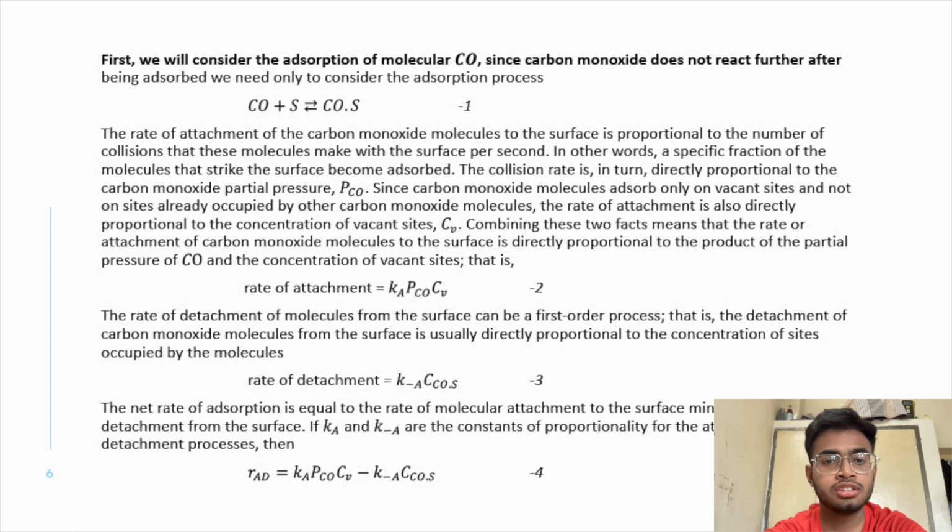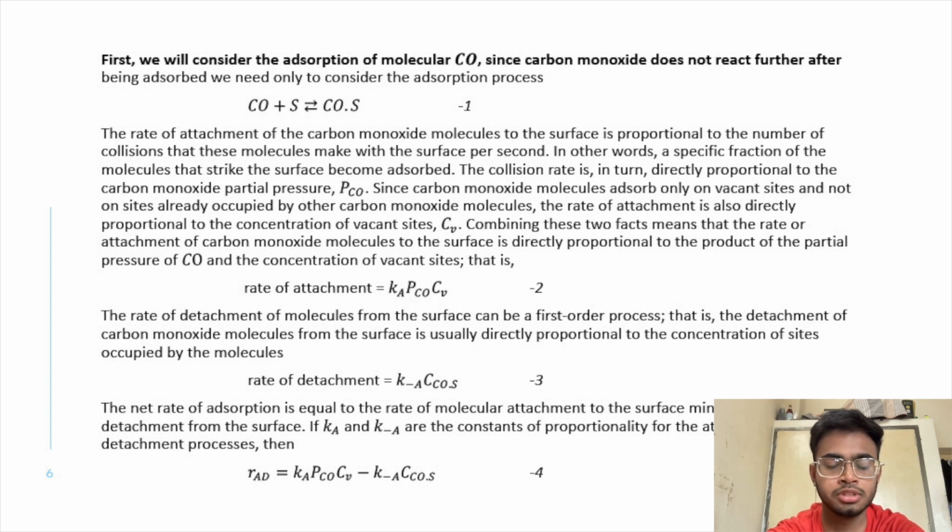Since carbon monoxide does not react further after being adsorbed, we can write the expression as CO plus S is equal to CO dot S, and the rate of attachment can be given as Ka PCO dot Cv, where Ka represents the rate constant of the attachment of A to the site, PCO represents the partial pressure of the carbon monoxide vapor or gas, and Cv represents the concentration of the vacant sites on the surface. Then we can write a rate of detachment as K minus A into the concentration of carbon monoxide that is being attached to the surface.